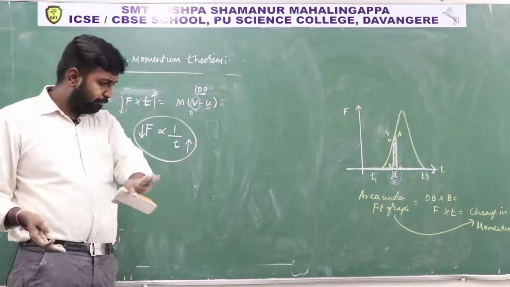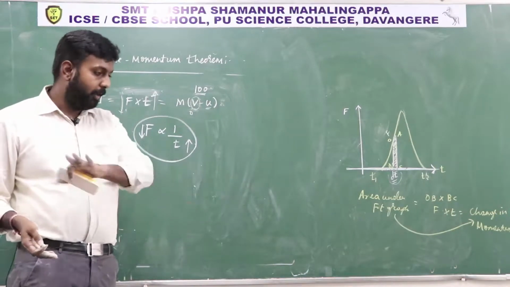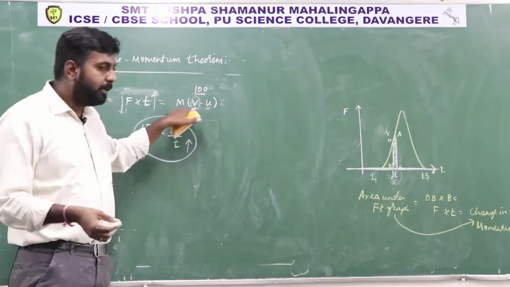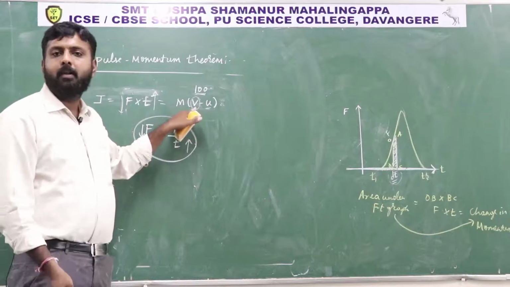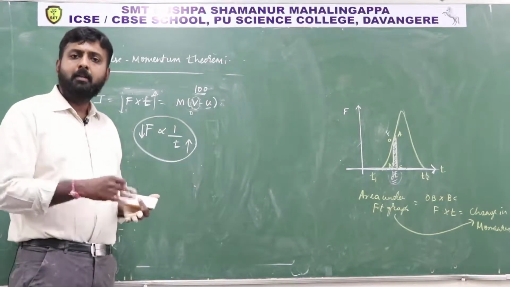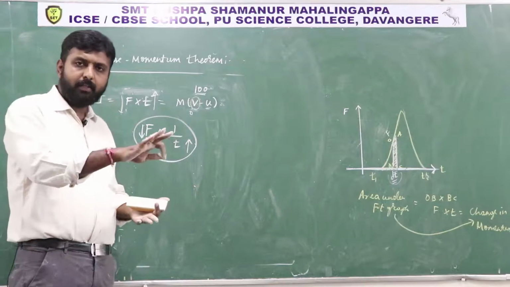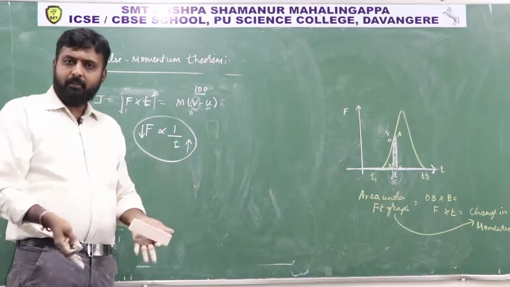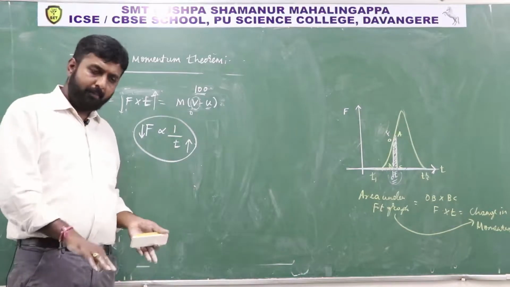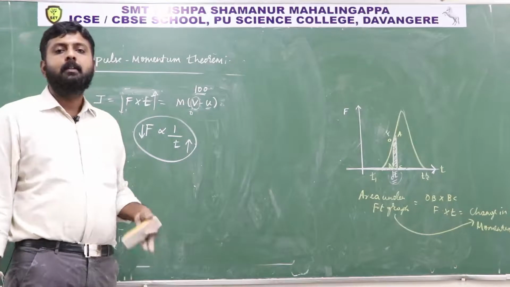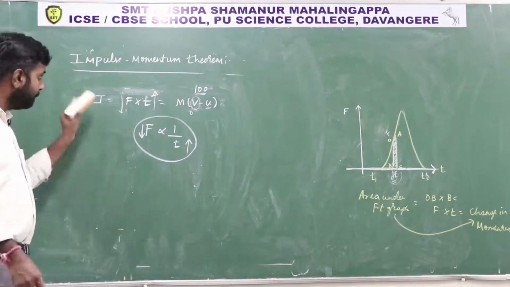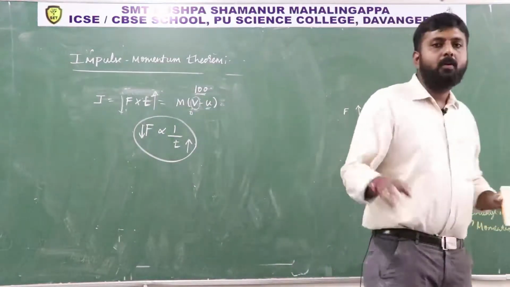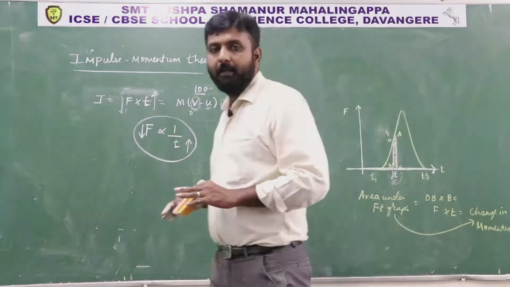What happens on a concrete floor, if a player jumps, the final velocity comes immediately to 0, isn't it? There will be a sudden change in momentum. Suppose he jumps on a spongy surface, then what happens? Slowly the final velocity becomes 0. It avoids the sudden change in momentum. Then the impact on the person becomes less. These are the examples we can give for impulse momentum theorem. I hope you understood the concept of impulse.